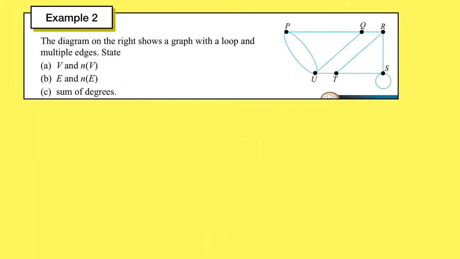Let's look at this example. The diagram on the right shows a graph with a loop and multiple edges. State the set of vertices and number of vertices, set of edges and number of edges, and also calculate the sum of degrees. So the set of vertices is written like this. Don't forget the curly brackets in the beginning and at the end of your answer. And the number of vertices is 6, as we can count from the graph.